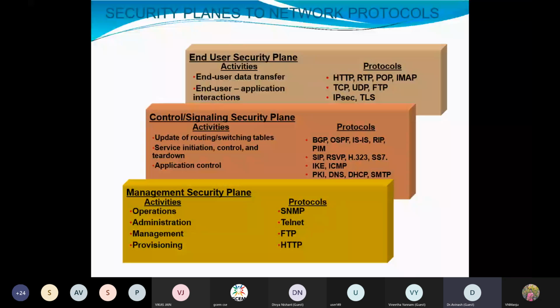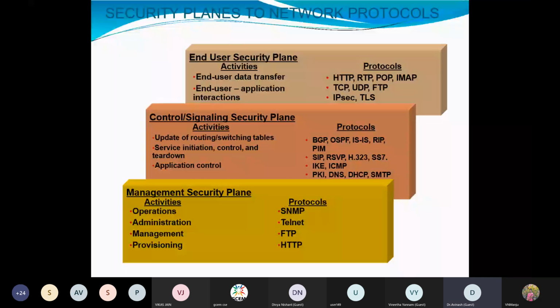Then the control signaling and security plane activities. In this, the activities which are happening are the update of routing and switching tables and the service initiations, controls and tear down and the application control. So the protocols that we use for the update of routing and switching tables are the protocols which are shown, that is BGP, then OSPF, okay, RIP, PIP, all these are the protocols used here, okay, and the DHCP protocol, SMTP protocol, okay, DNS protocol, these are the protocols which are used for the application control.